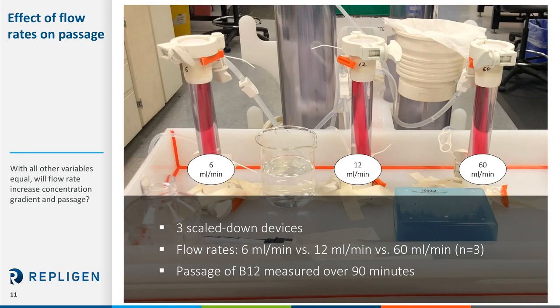So if we determine that flow has benefit on the concentration gradient against static, what if we took a look at different flow rates? Keeping all other things equal, will we see an increased concentration gradient or passage of vitamin B12? So in this experiment, we used 3 scaled down devices, repeating 6 mLs per minute, doubling to 12 mLs per minute, and going 10x at 60 mLs a minute. Again, we were looking at just the passage of vitamin B12, and we measured this over 90 minutes, looking at that initial rate of passage.